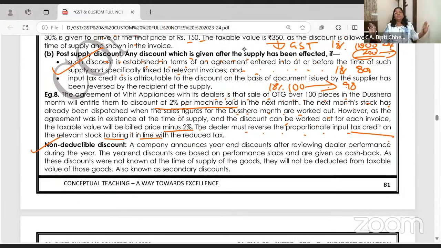Non-deductible discount. Nowadays popularly known, like in kitchen appliances. Our business is kitchen appliances. So listen to these terms: it's called year-end discount, secondary schemes. Throughout the year, if you complete 2 crore turnover, we will give you this. Is that discount pre-decided? No. Is that discount available when I'm supplying you? No. Ignore. Another kind of discount which we will not include is cash discount.